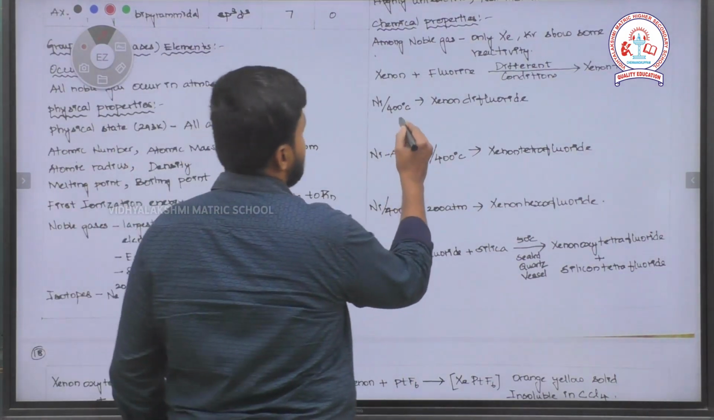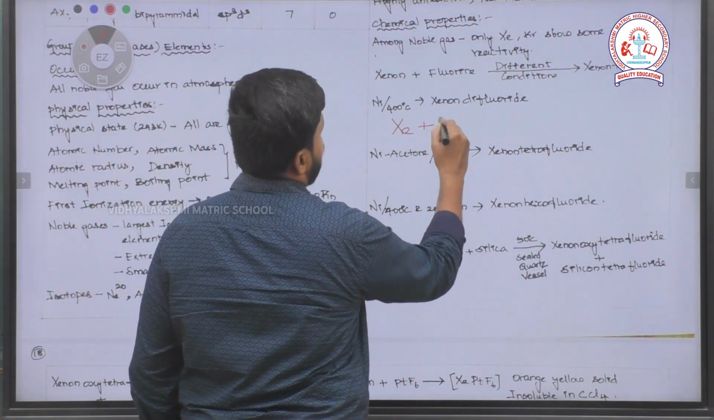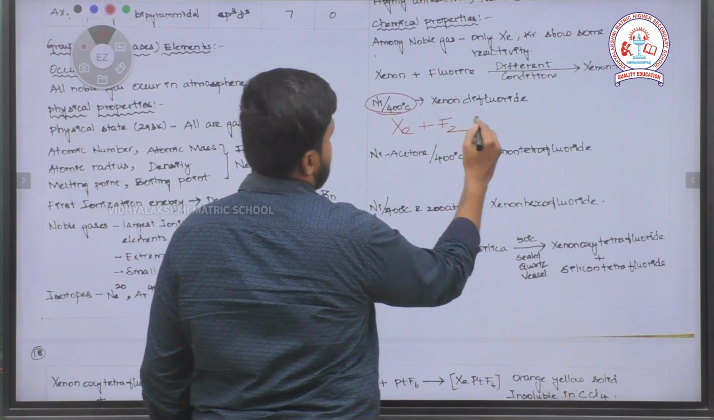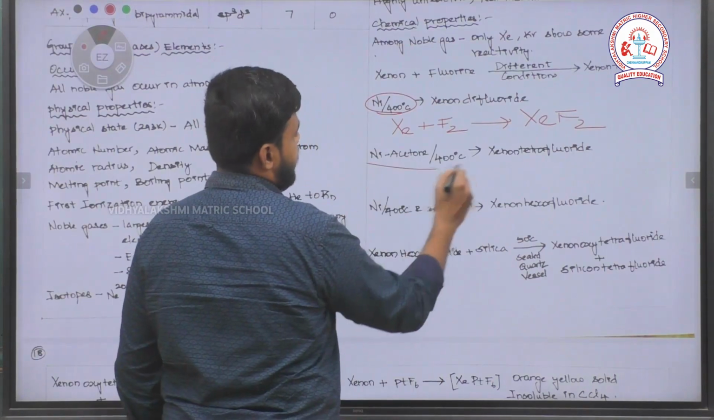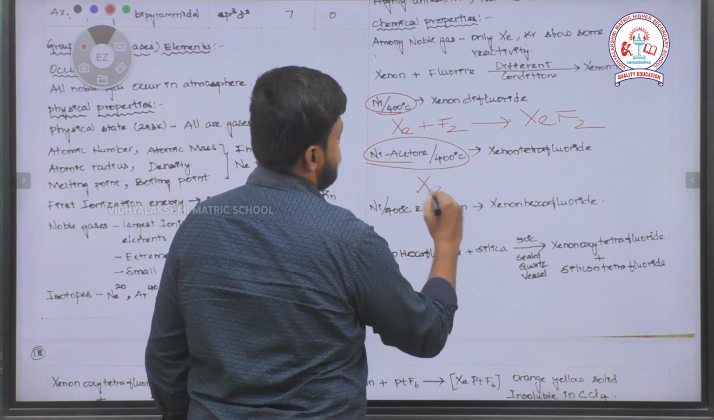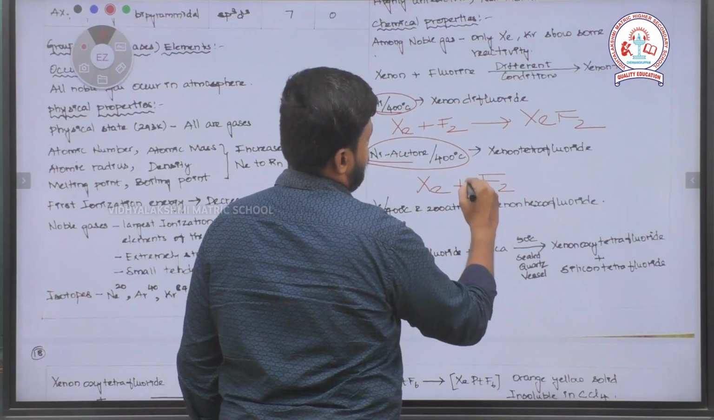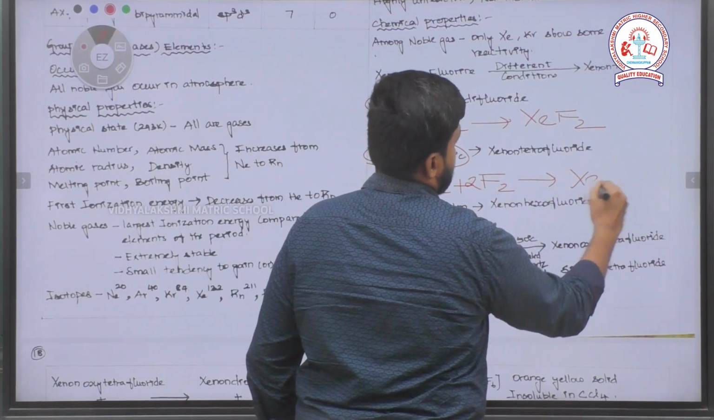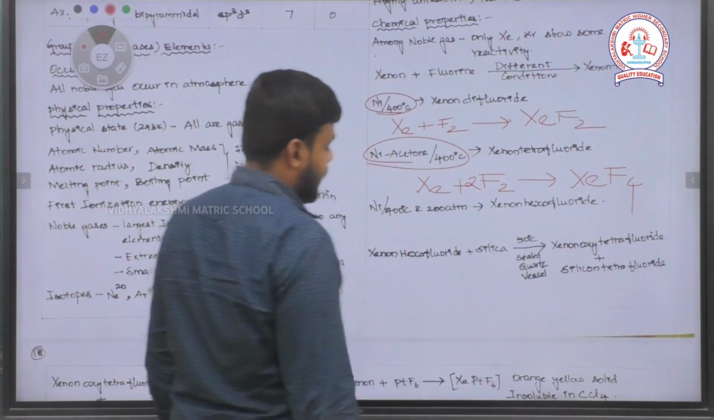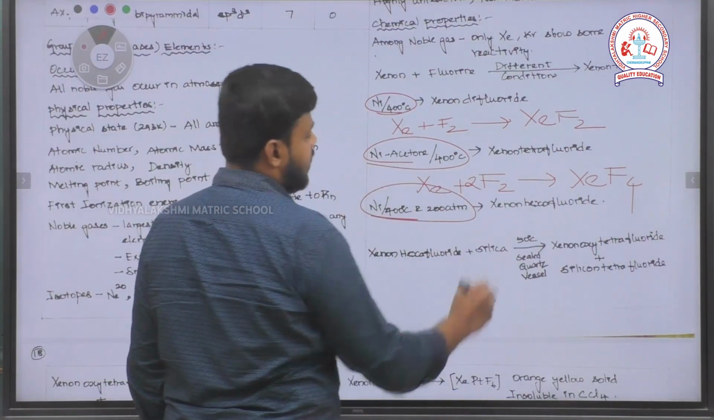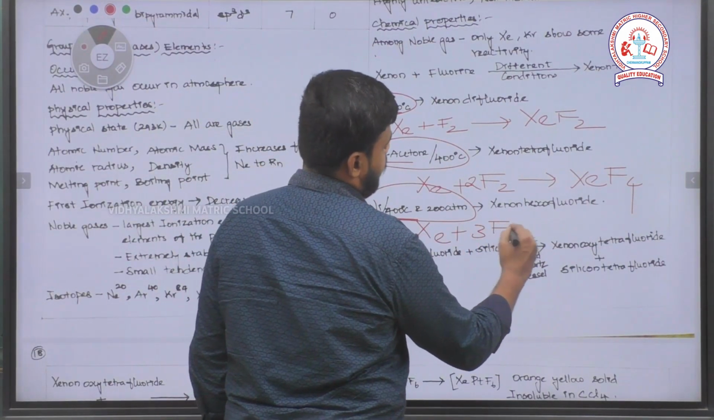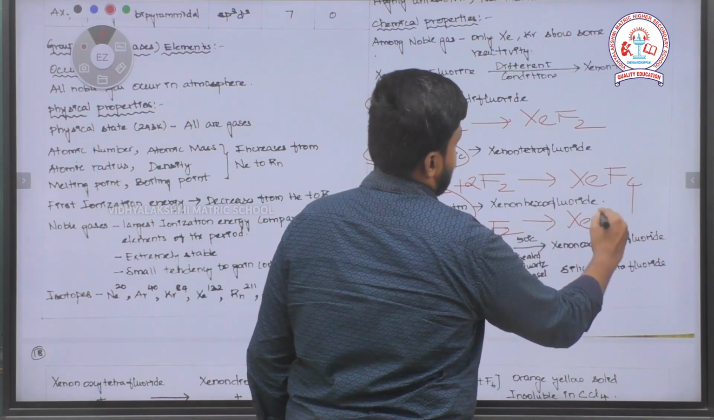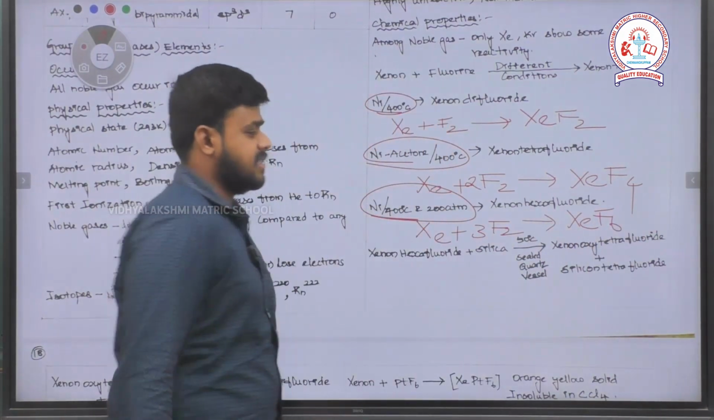Let's look into it. Xenon reacts with fluorine in this condition to form xenon difluoride. Then in the presence of nickel at 400 degrees Celsius, xenon reacts with fluorine to form xenon tetrafluoride. Then similarly, in this condition at 200 atmospheric pressure, xenon reacts with 3 moles of fluorine and forms xenon hexafluoride. So this is the reaction.